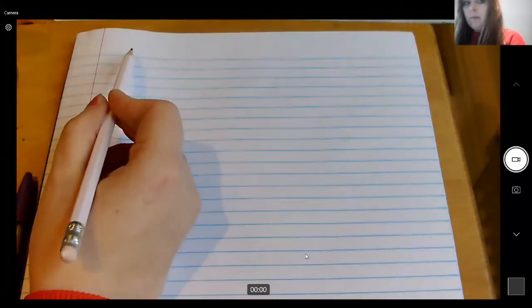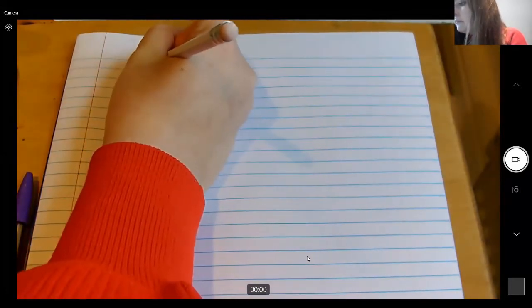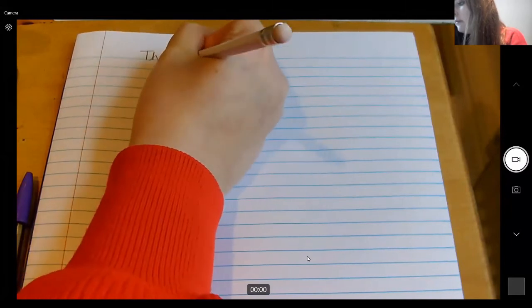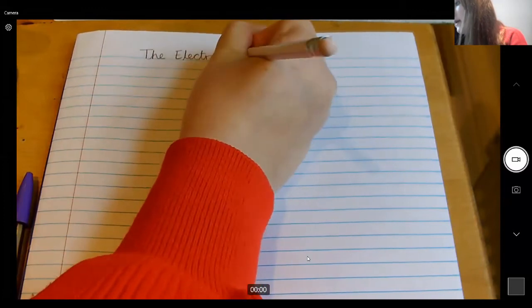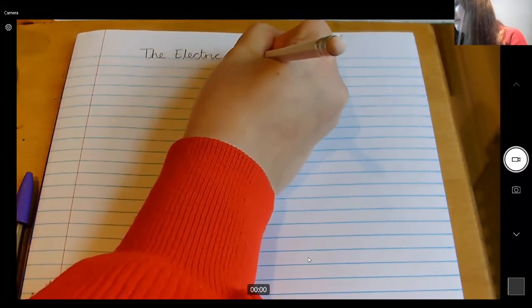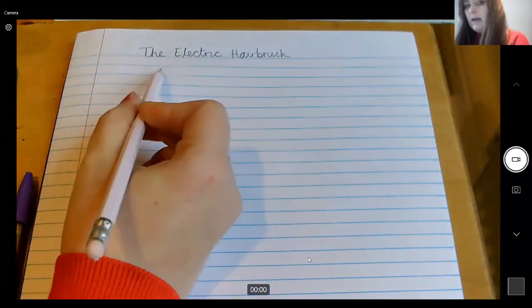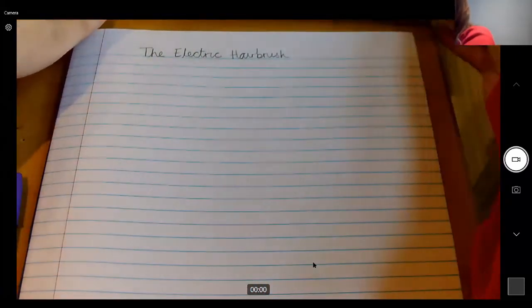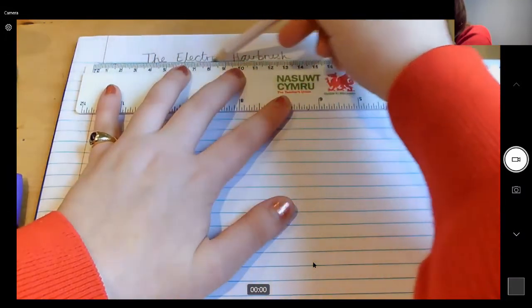Now, with our text map, it starts off with the heading of the electric hairbrush. So at the very top of my paper, I'm going to really neatly write the electric hairbrush. Now that is our heading, and we need to make sure that we are underlining our heading. So very neatly underline it.